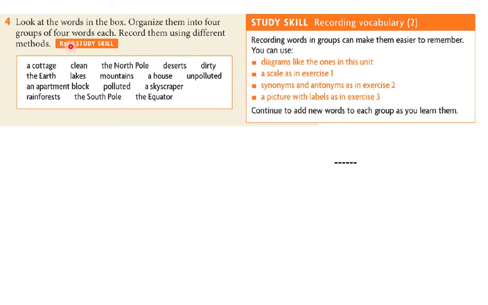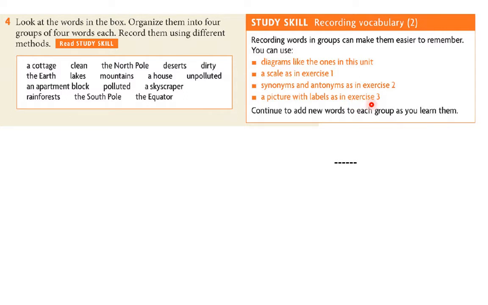So we have also a group of words. It is asked to organize them into 4 groups. And there is a study skill here: how to record vocabulary. Recording words in groups can make them easier to remember. You can use diagrams like the ones in this unit, a scale as in exercise 1, synonyms and antonyms as in exercise 2, a picture with labels as in exercise 3.